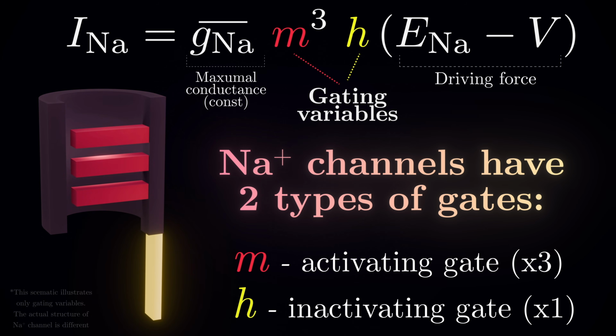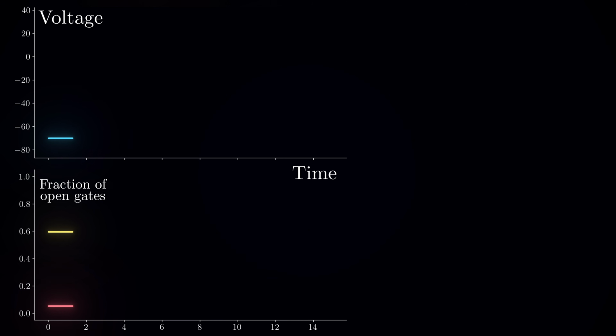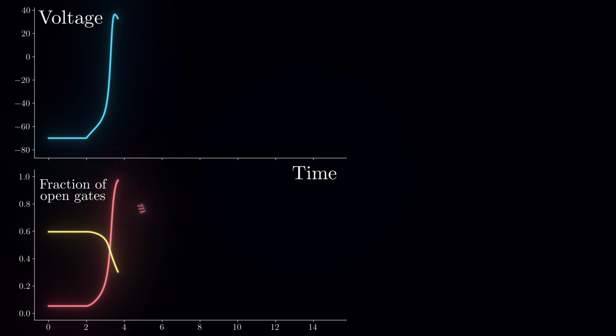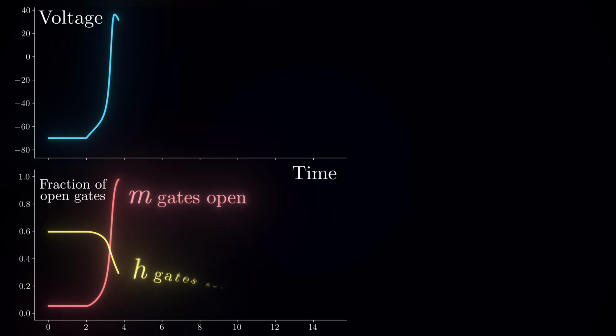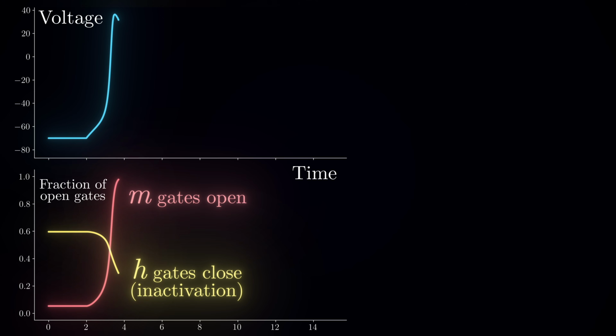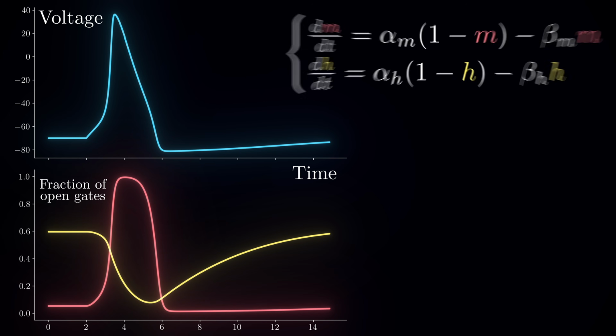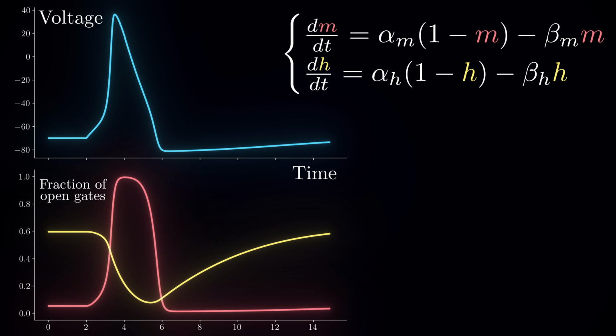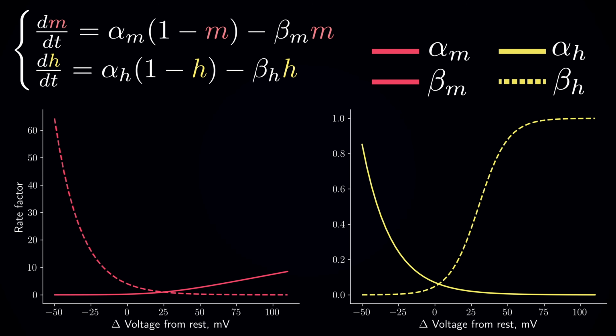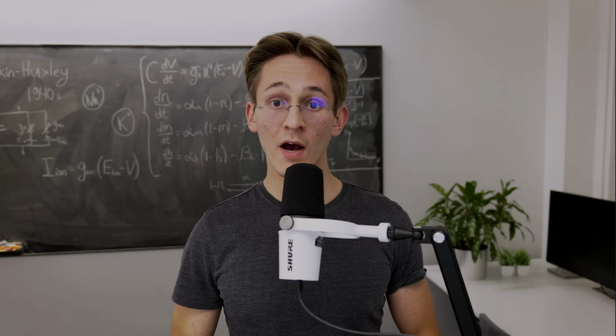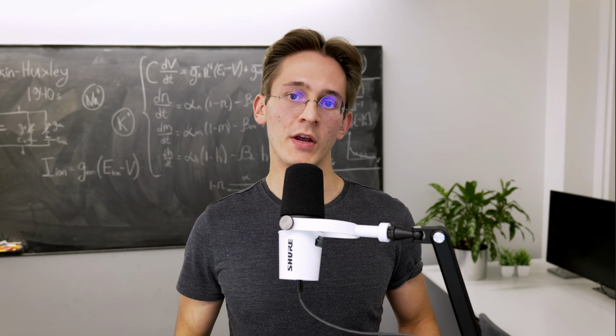While the M gates open in response to increased voltage, making the channel more likely to conduct, the H gate does the opposite. It closes with sustained depolarization, in a process known as inactivation. But the differential equations for M and H have similar flavor to potassium gates, just with different constants in the alpha and beta functions. This concludes our description of voltage-dependent ionic conductance.